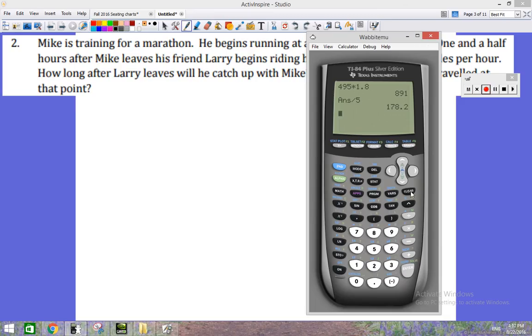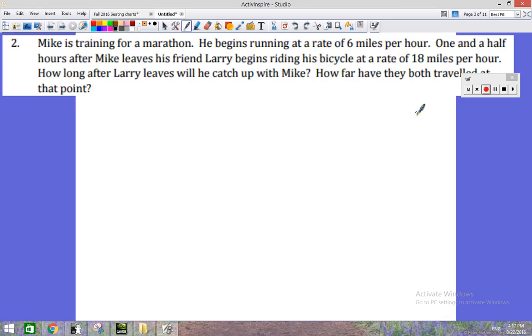All right. Mike is training for a marathon. So he begins running at a rate of 6 miles per hour. 1.5 hours after Mike leaves, his friend Larry begins riding a bicycle at a faster rate, at a rate of 18 miles per hour. How long after Larry leaves will he catch up with Mike? So how long does it take Larry to catch up to him? We know that Mike had a head start of an hour and a half.